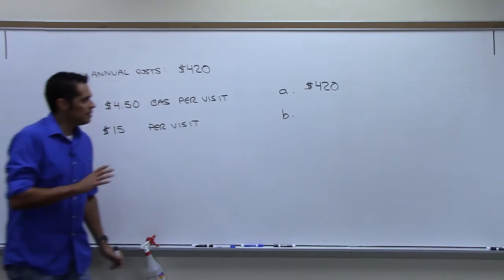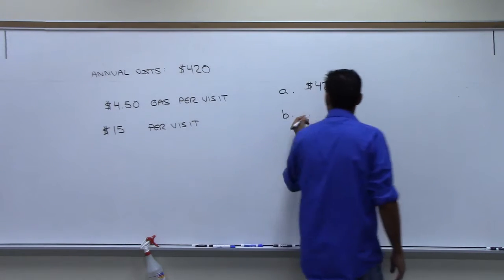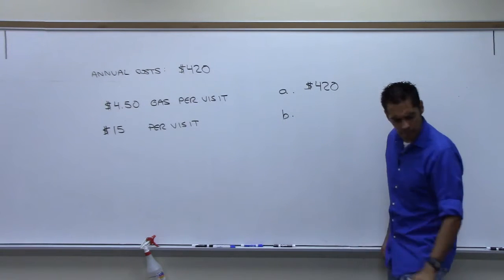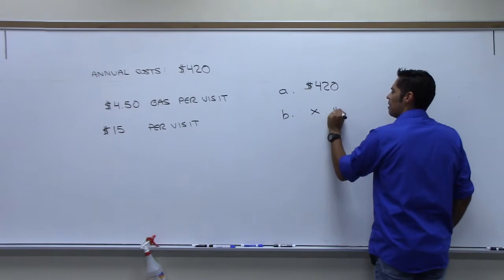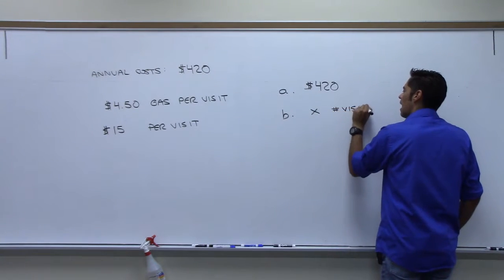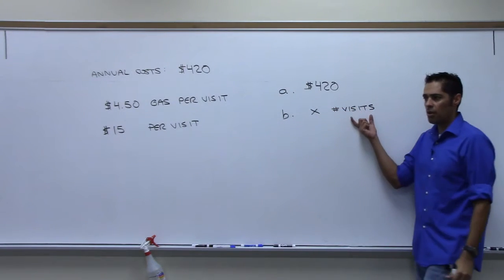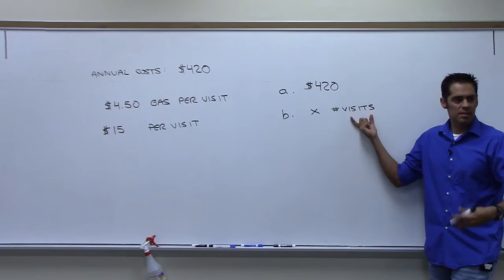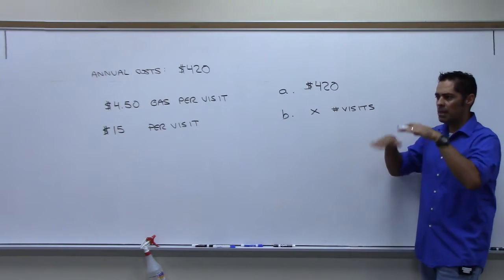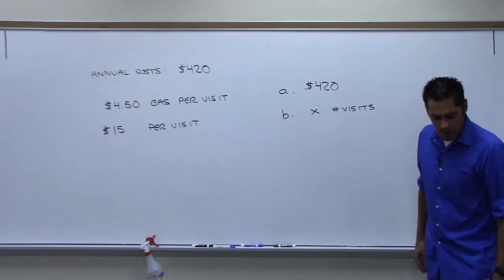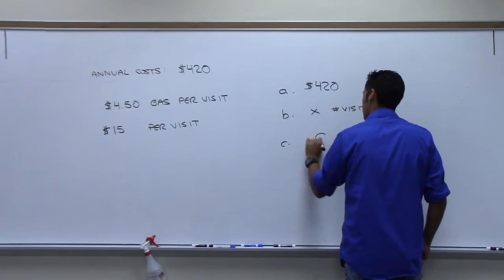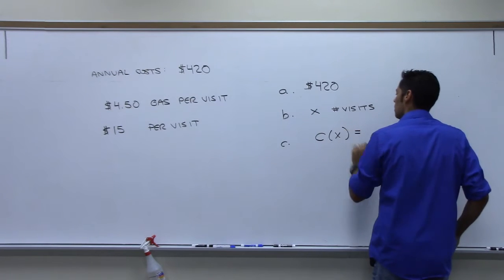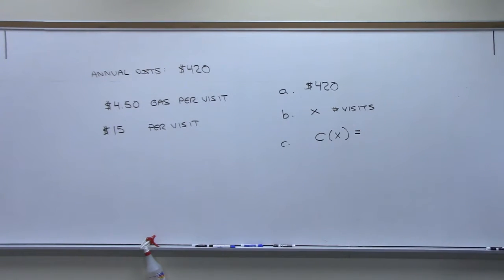So let's actually label this thing as a variable. I think they want us to use x. X is going to be the number of visits. Isn't that the thing that's going to control his cost? How many visits he actually makes is going to be the variable here. And then finally, we can write a cost function. And they want you to write it C of x. Let's see if we can do it.